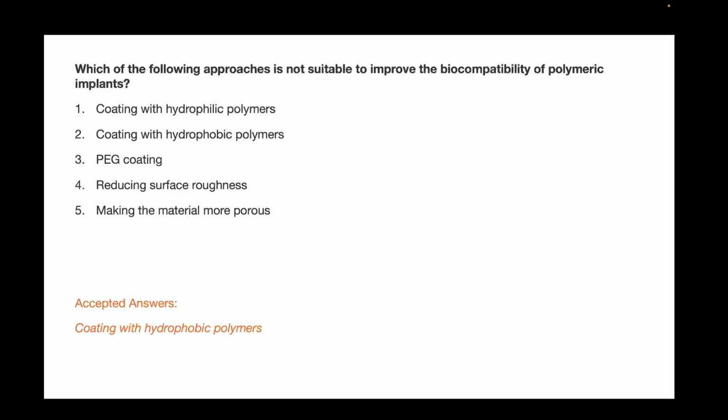So, coating with hydrophilic polymers or PEG will enhance protein resistance and reduce inflammation, thus improving biocompatibility. Moreover, modifying the surface to reduce roughness or making the material more porous also enhances integration and tissue compatibility. Therefore, option 2, that is coating with hydrophobic polymers, is the least suitable method, or is not suitable, to improve the biocompatibility of polymeric implants.